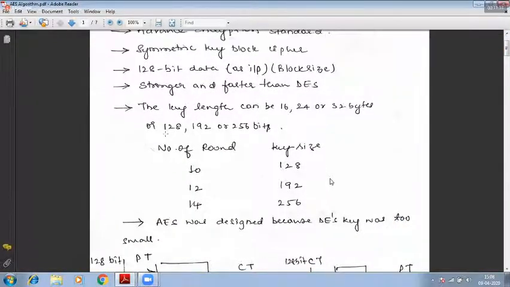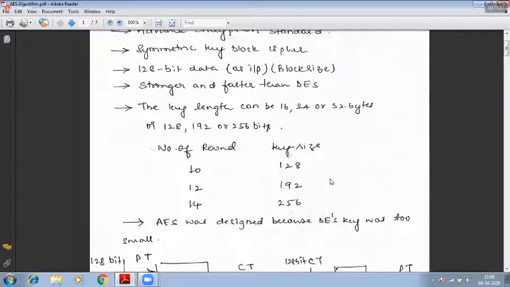Now the highlight of your AES algorithm lies in the design of different configurations. When I say different configurations, it is based on the key size. I can go up to a key size of 256. So three variants they have given: one with the key size of 128, one with 192, and one with 256. This is not there in case of DES.